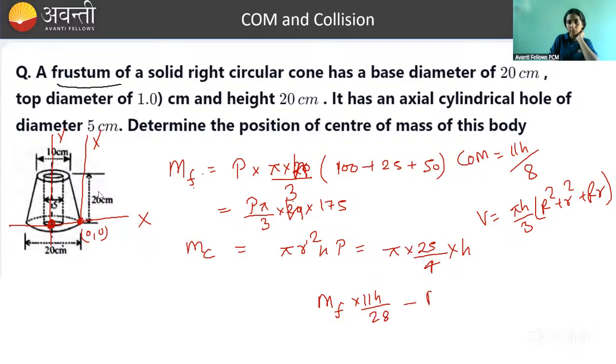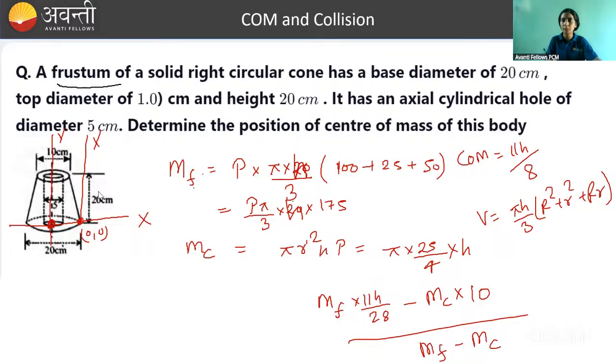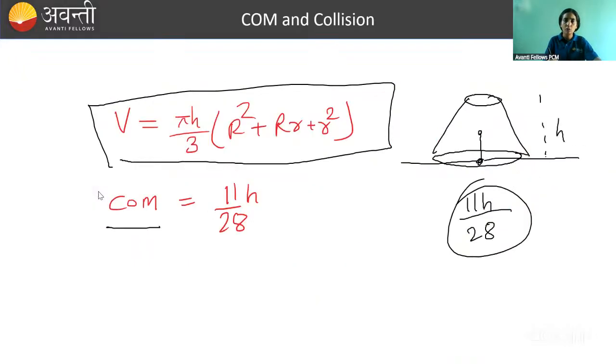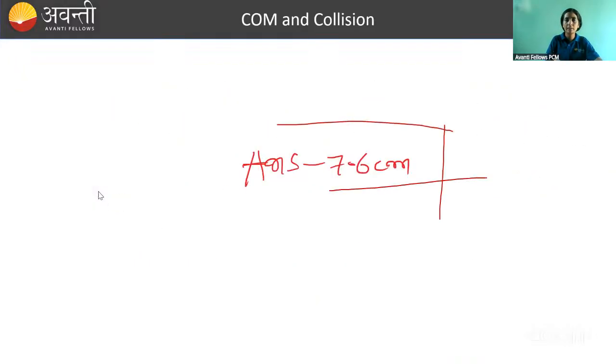11h/28 minus mass of cylinder into what will be its center of mass from this origin? I mean, it is lying on the y-axis itself, and that will be at a height of 10 centimeters. So 10 divided by mf minus mc. So this is what you need to do. You need to put in the value, you will be getting the answer. So answer is around 7.6 centimeter.